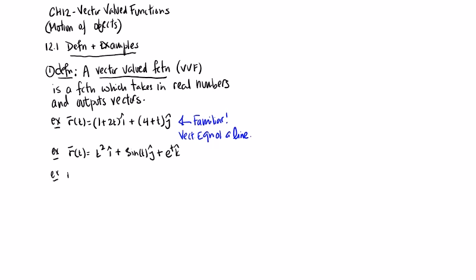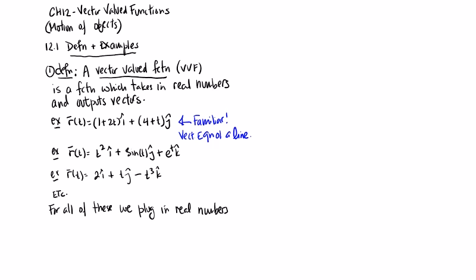Could be two-dimensional, could be three-dimensional. They don't have to be functions. You could have a constant there, like 2i plus tj, say minus t cubed k, etc. So again, for all of these, we plug in real numbers, and out come the vectors.